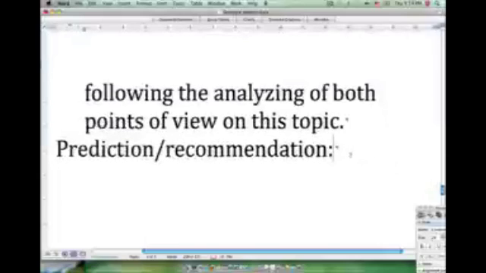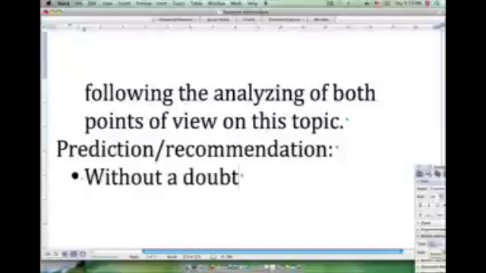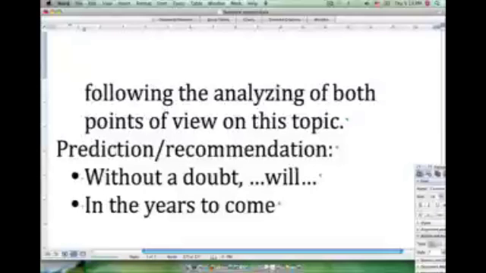Now finally we come to the last sentence in the essay, which is the prediction or the recommendation. Now we went over a few ways before. I'll try to include a few new ones this time. So maybe we might say without a doubt. Now this would be for a prediction. So without a doubt, such and such will, and then whatever. Or maybe another prediction, in the years to come, and then this thing will, or is going to become this.